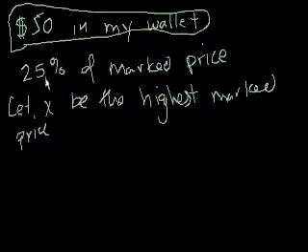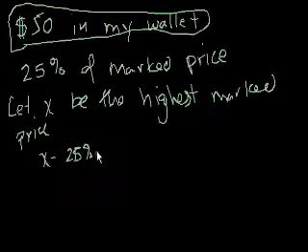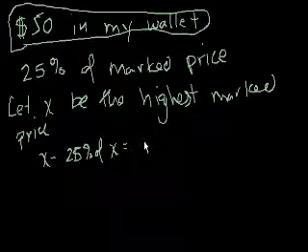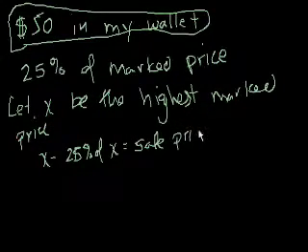So if the sale is 25% off of x, we could say that the new price, the sale price, will be x minus 25% of x is equal to the sale price. And I'm assuming that I'm in a state without sales tax. Whatever the sale price is what I have to pay cash. So x minus 25% x is equal to the sale price, right? The discount is going to be 25% of x.